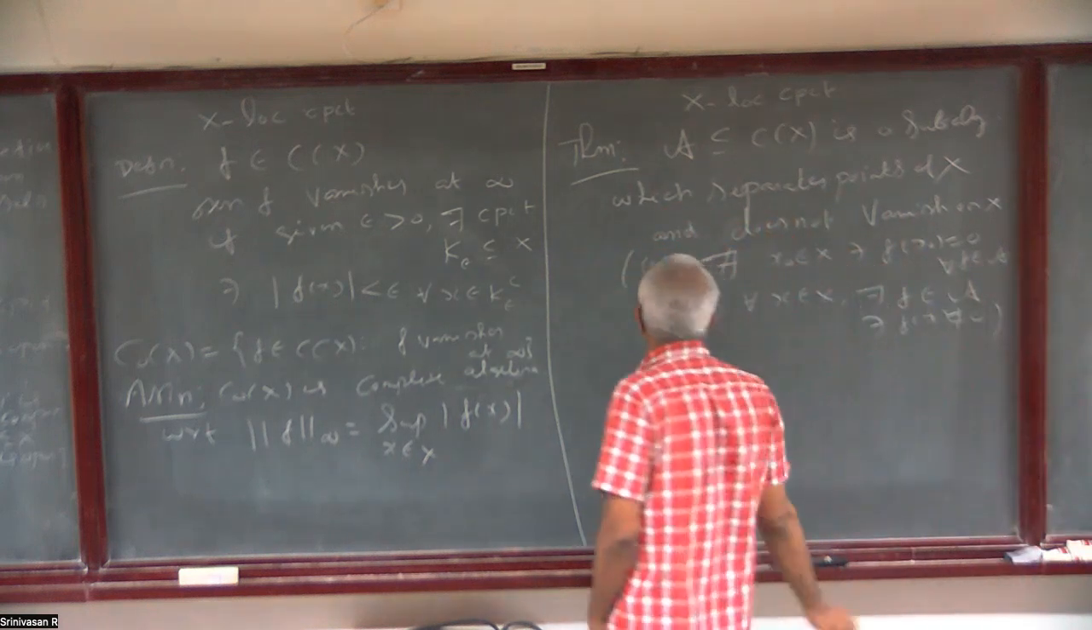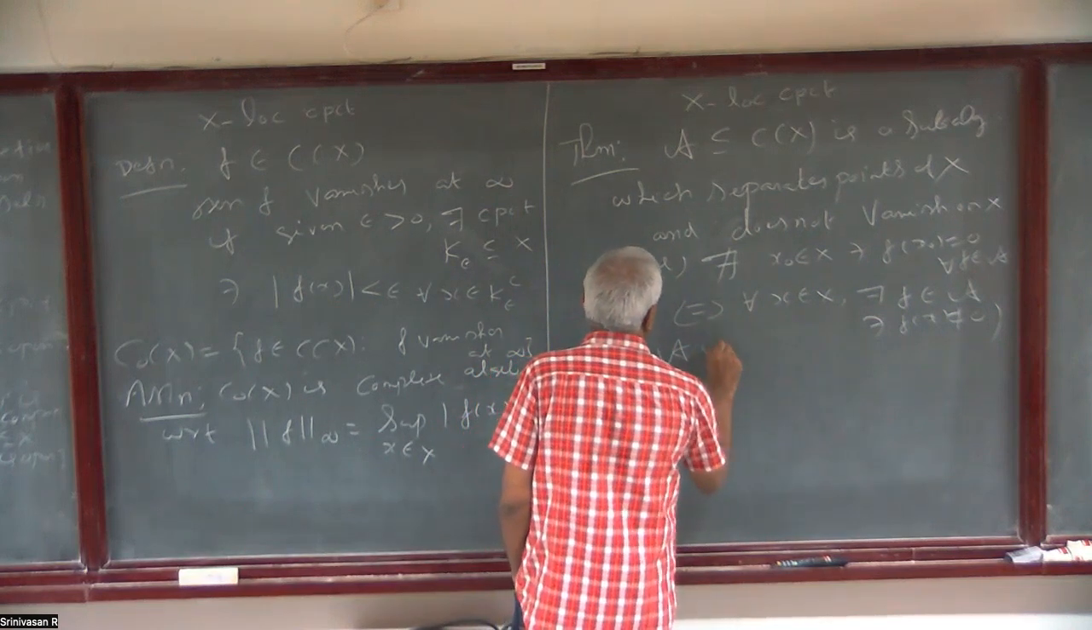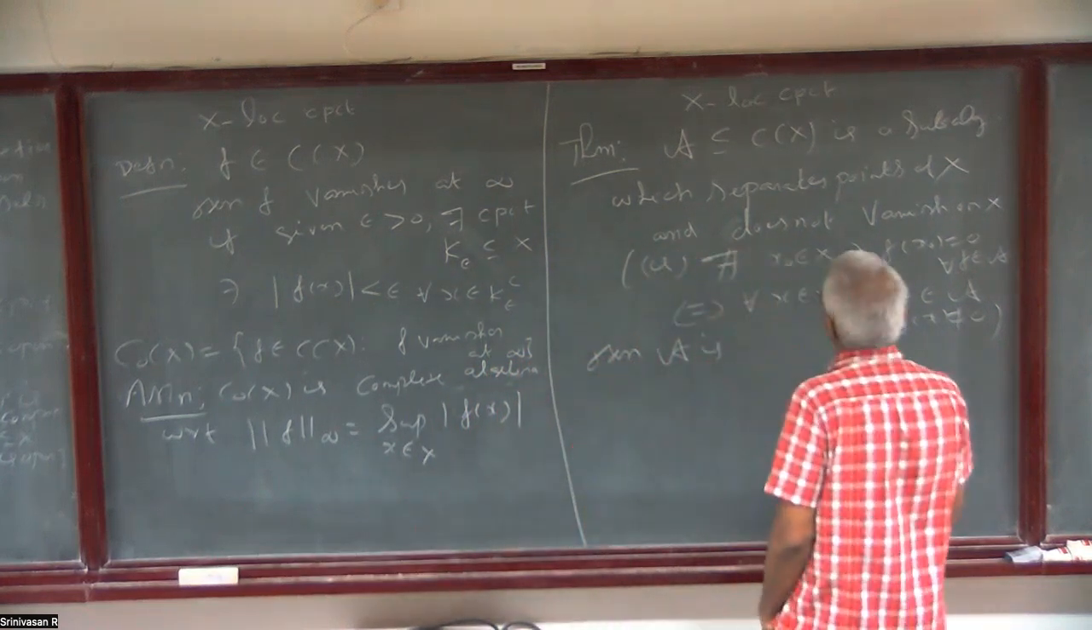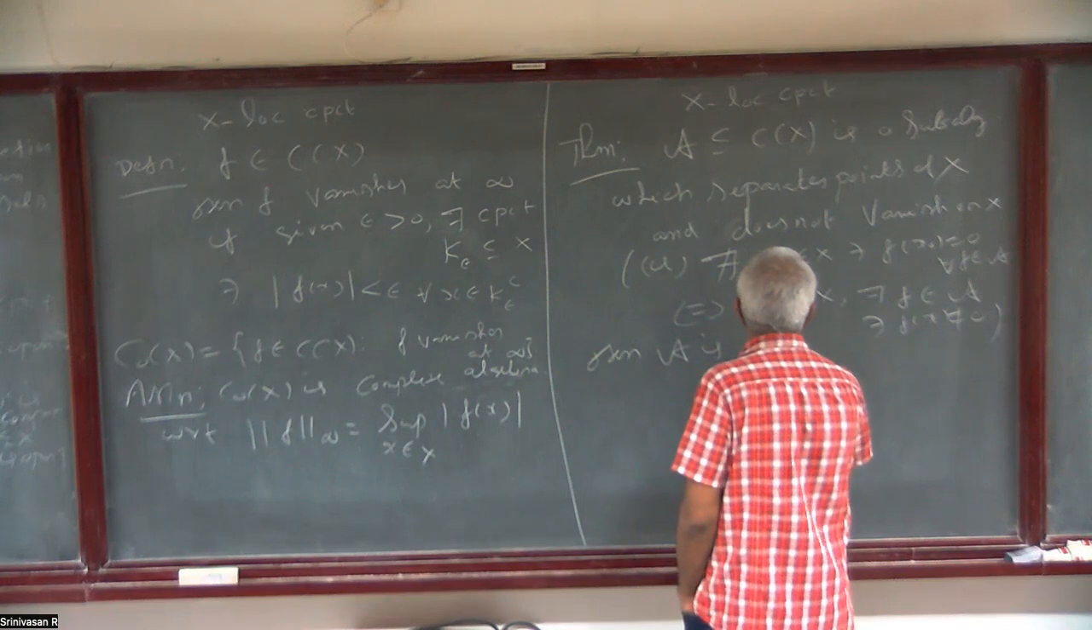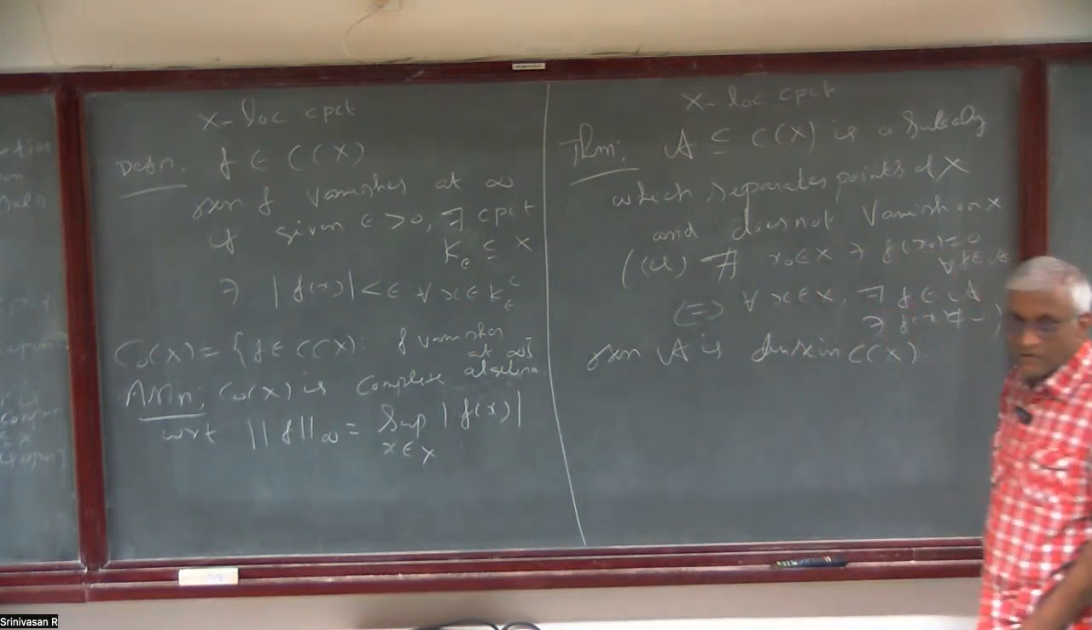And then we use the earlier Stone-Weierstrass theorem. Then A is dense in C0(X). So this is what we want to see.